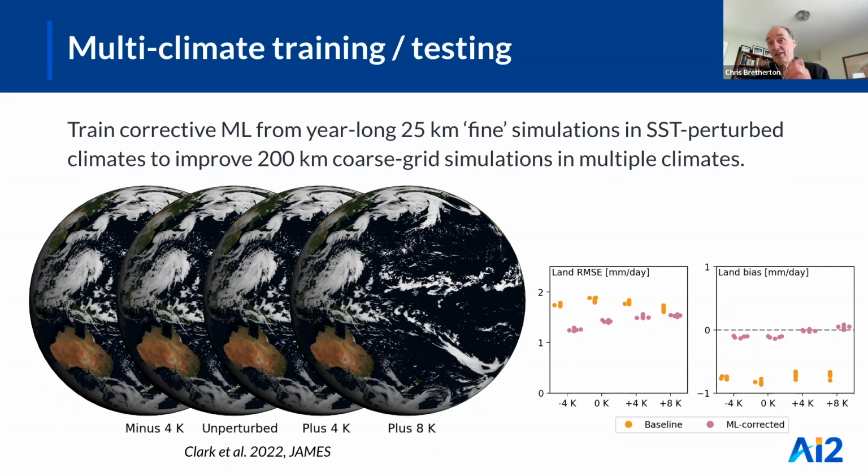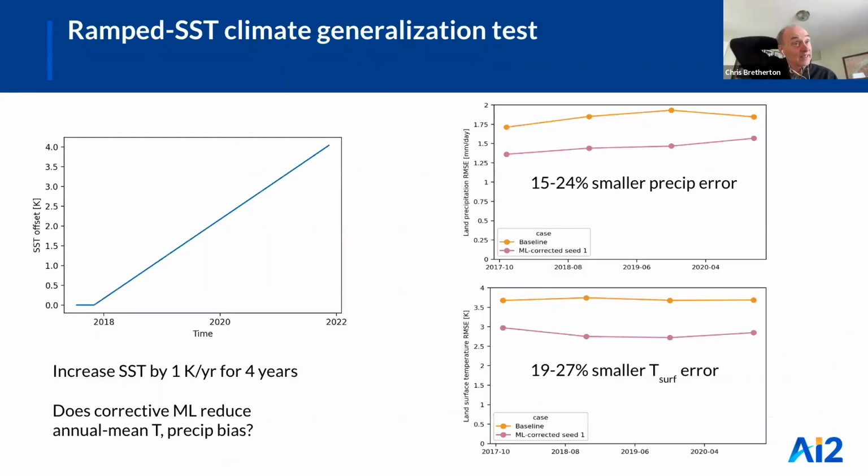You can see the machine learning is able to remove the mean land bias almost completely, which is really nice. It reduces the pattern errors of precipitation quite a bit, especially in the colder climates, and it improves it somewhat in all of the climates. So great, this actually can work across multiple climates. And so we could use it for climate change.